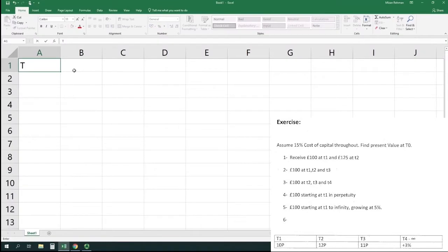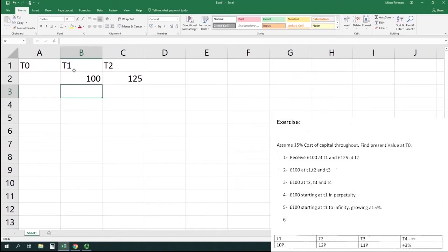T0, T1, and T2. You can write down year 0, year 1 and year 2 as well. So what are they saying? That in T1 I'll receive £100 and in T2 £125. What is the real value or the present value? Okay, from now on I should use the word present value. What is the present value of this money?